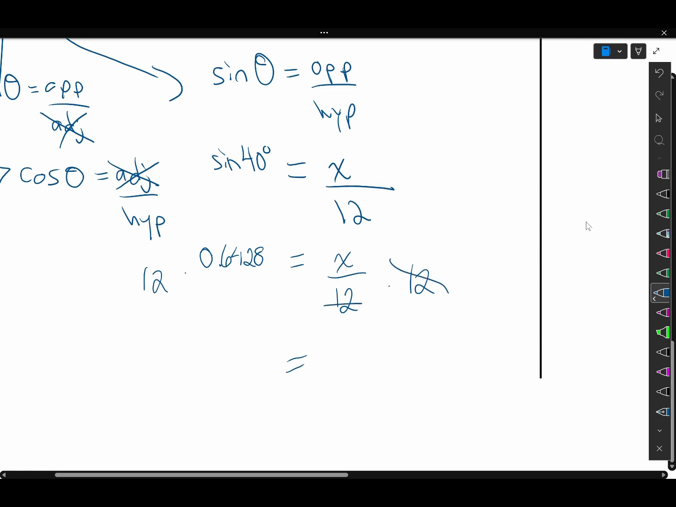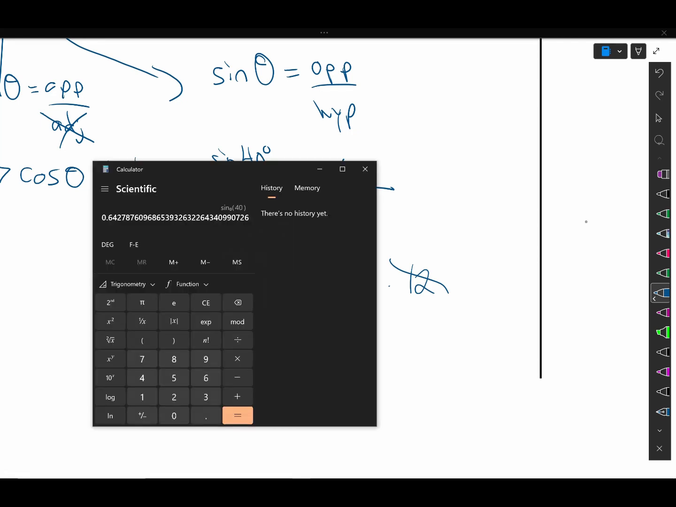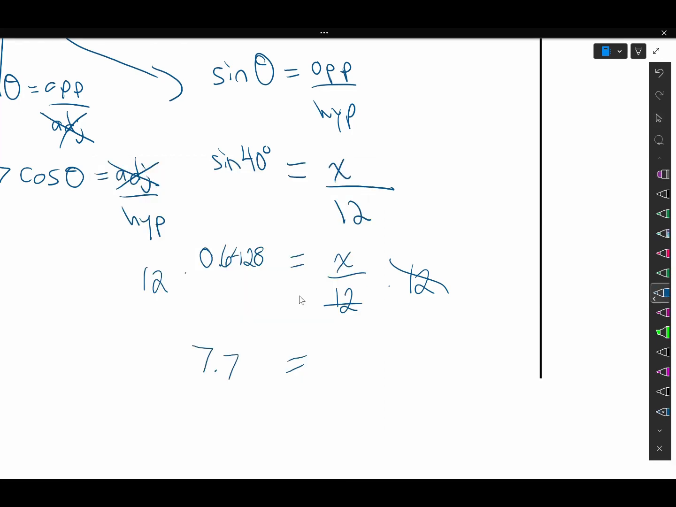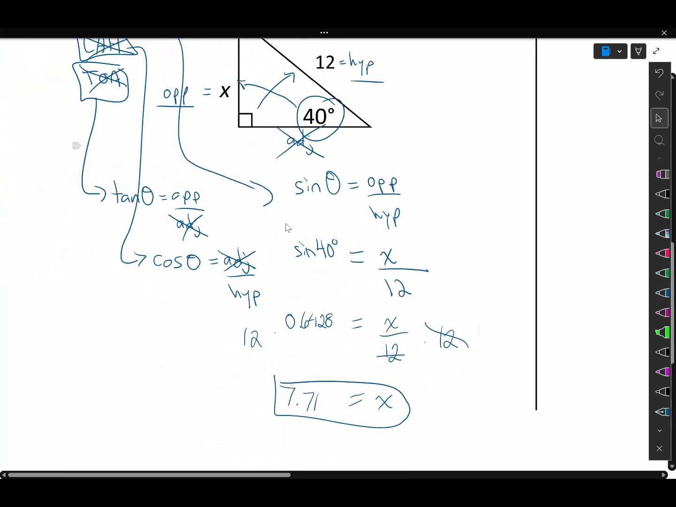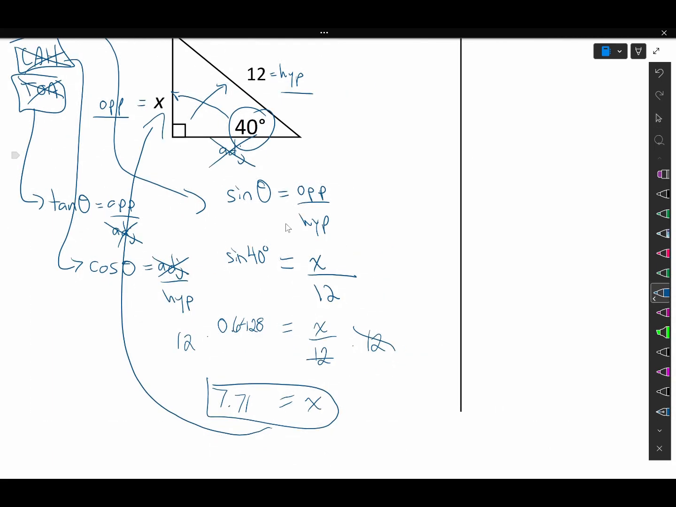Nice and easy. They cancel out on the right side, leaving us with 12 times 0.6428 on the left-hand side right here. And we find 7.71. So 7.71 equals x. There we are. What did we just find? That is our unknown side length that we were looking for. That's our x value right here.